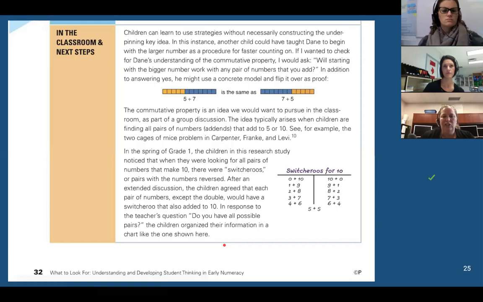So they looked at all the pairs that made 10, and they realized that if 1 and 9 made 10, the students figured out that 9 and 1 would also make 10, and same with 8 and 2, and 2 and 8, 3 and 7, 7 and 3, 4 and 6, and 6 and 4. And that generated a lot of conversation about, did it matter what order you added the numbers? And they had a lot of conversations at the carpet about that.